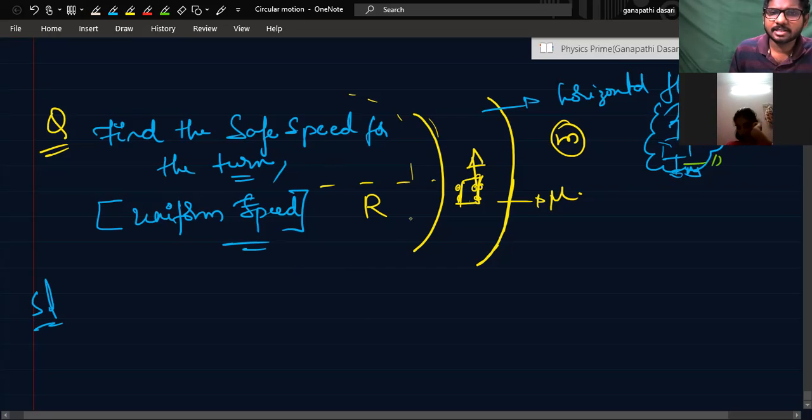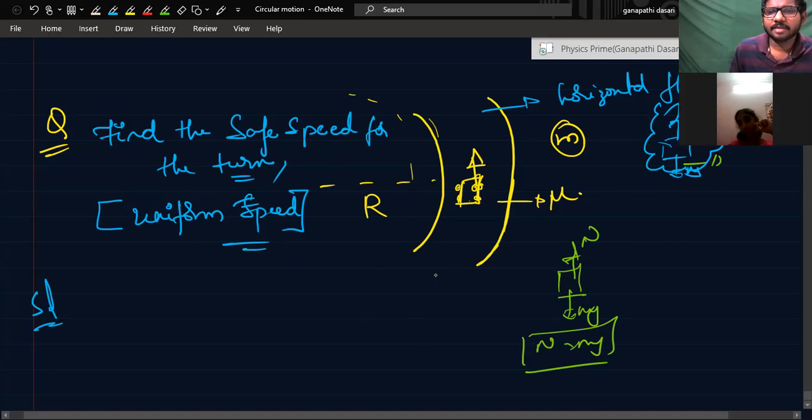So here you see the situation. It's a flat road. So if you draw the free body diagram from a cross section, there will be mg and there will be normal reaction. Okay. Two forces. And N is equal to mg here because it's a flat road.